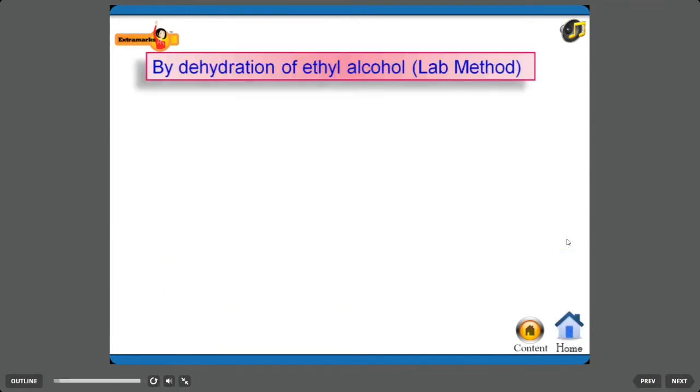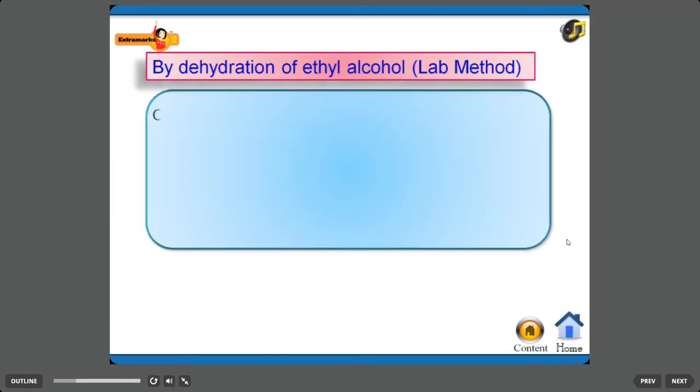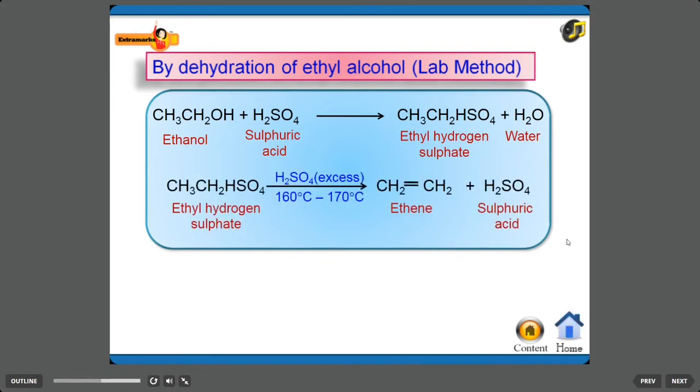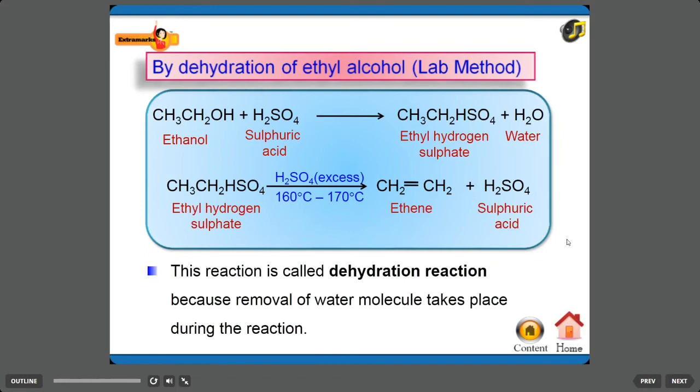In laboratory, ethene can be prepared by the dehydration of ethyl alcohol. During this process, ethanol reacts with sulfuric acid to form ethyl hydrogen sulfate with water molecule. Ethyl hydrogen sulfate, thus obtained, further reacts with excess of sulfuric acid at a temperature of 160 to 170 degrees Celsius to form ethene. This reaction is called dehydration reaction because removal of water molecule takes place during the reaction. Let us watch the upcoming animation for a better understanding.